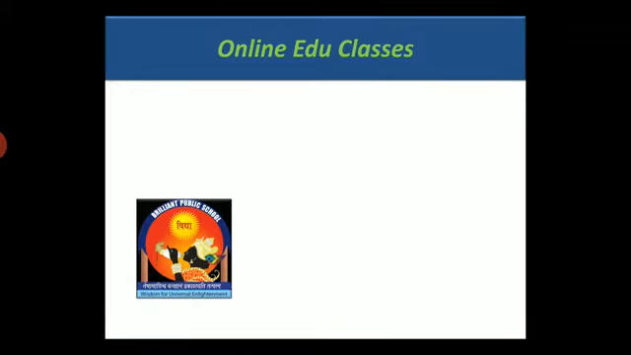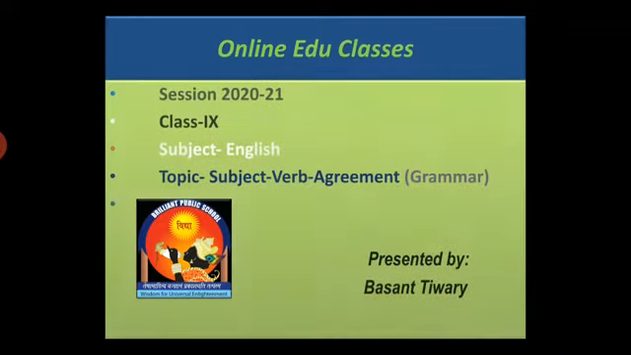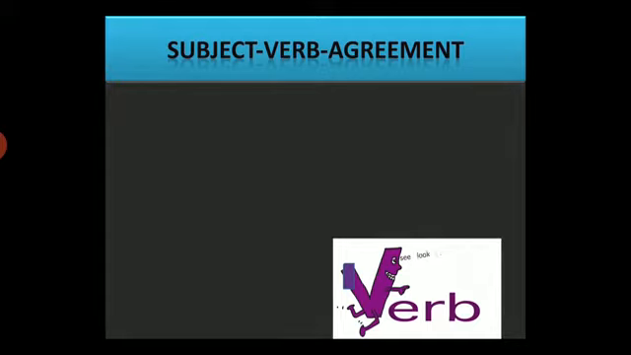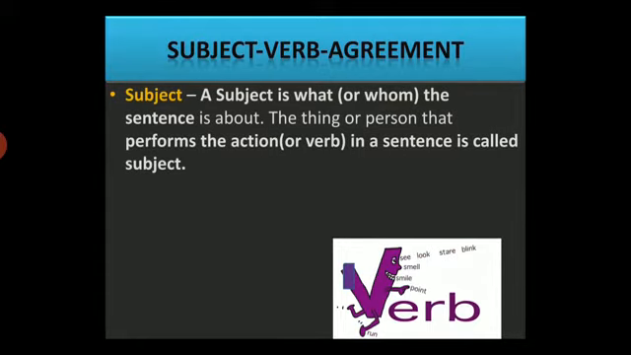I am here with a very important topic of grammar, that is subject verb agreement, also known as syntax. Before knowing about subject verb agreement, let's know what is a subject and what is a verb. A subject is what or whom the sentence is about. Whatever is discussed in a sentence is all about the subject. That's why a subject is what or whom the sentence is about.